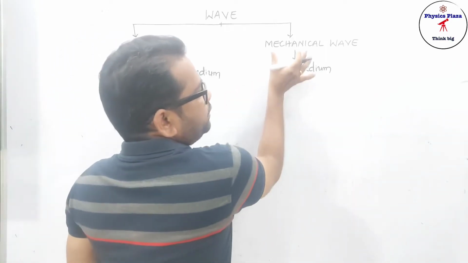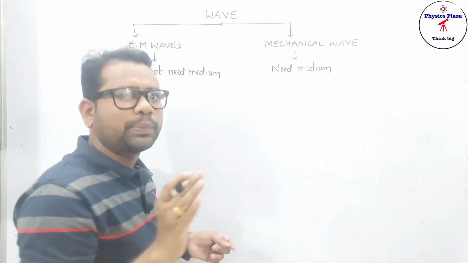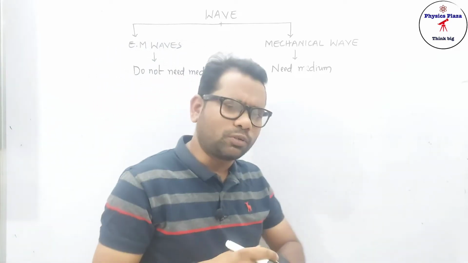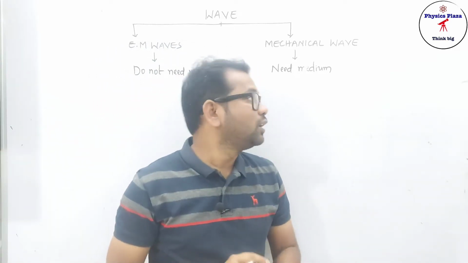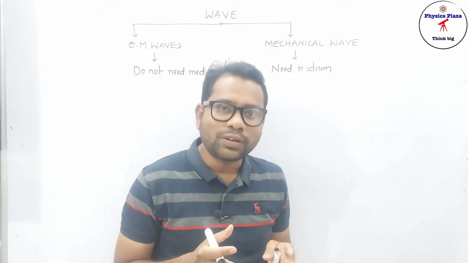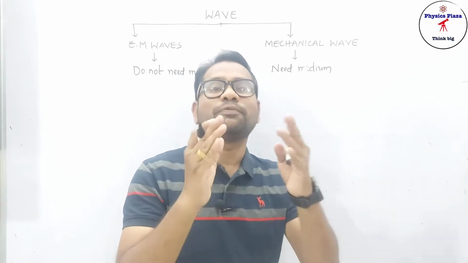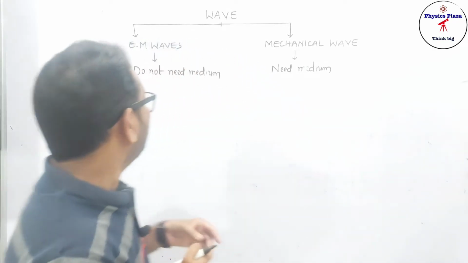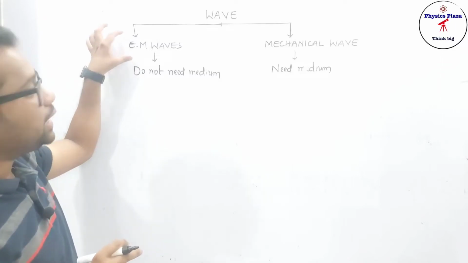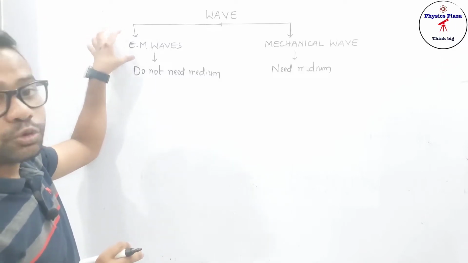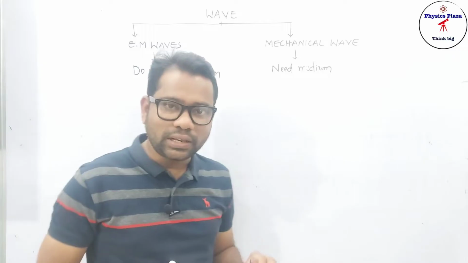So whenever a mechanical wave is propagating, the best example is sound. What are the examples of mechanical waves, children? Yes, sound. Sound needs a medium for its propagation, whereas radiations, like light, can travel in the form of electromagnetic waves. Is it clear? Fine, children.